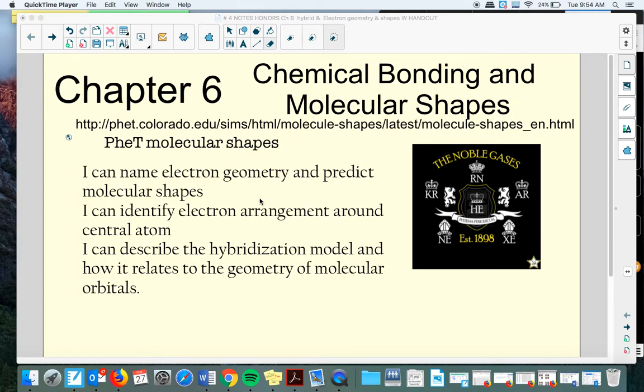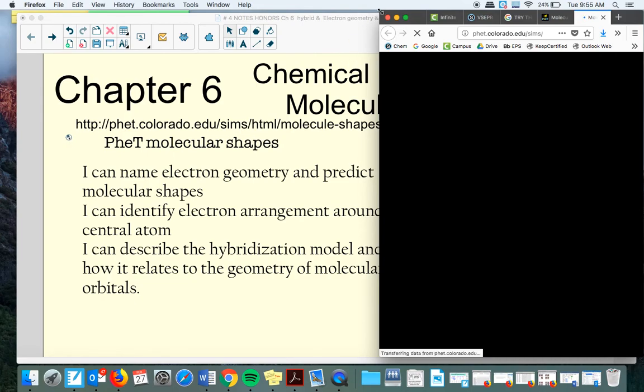Okay, guys, today I wanted to talk to you about something called VSEPR, which is a theory that we use to help us explain molecular shapes. So, if you guys are on the page that you're on, if you haven't already, this PhET is pretty cool.